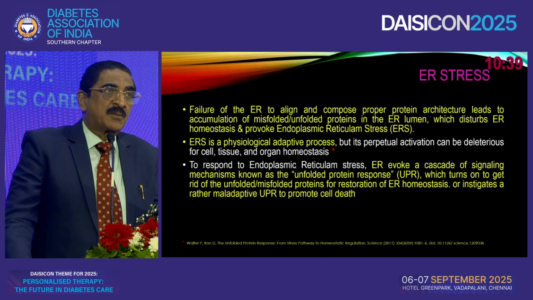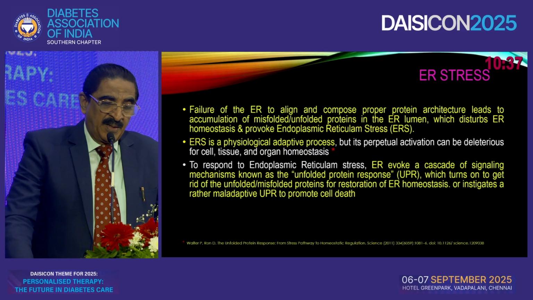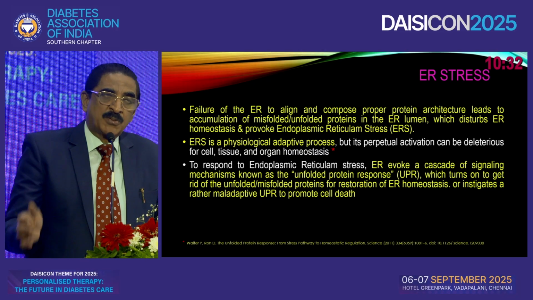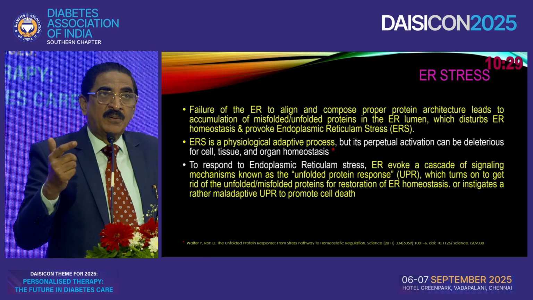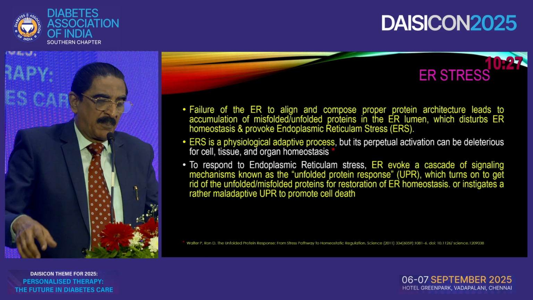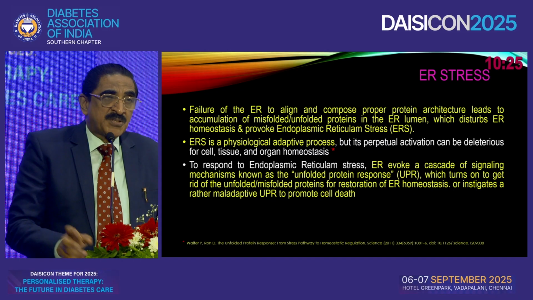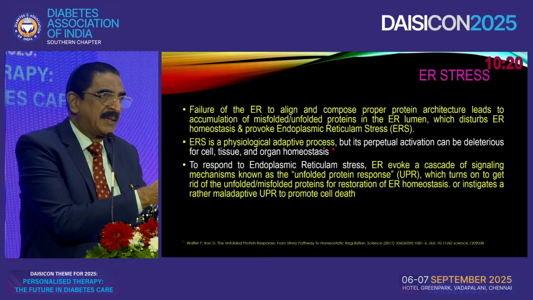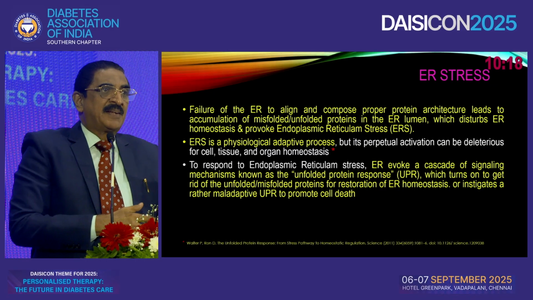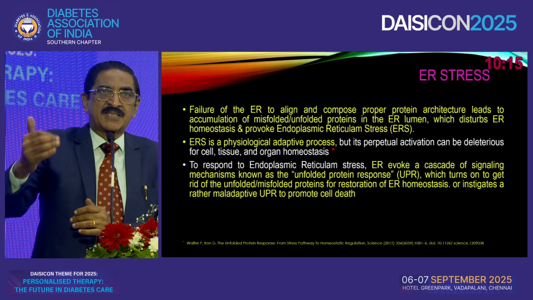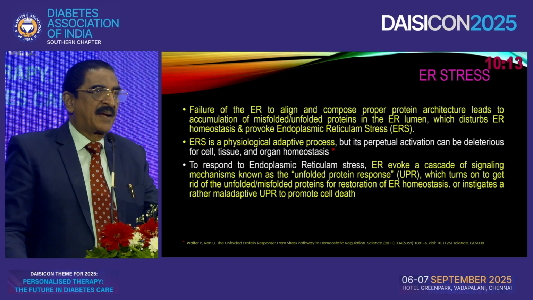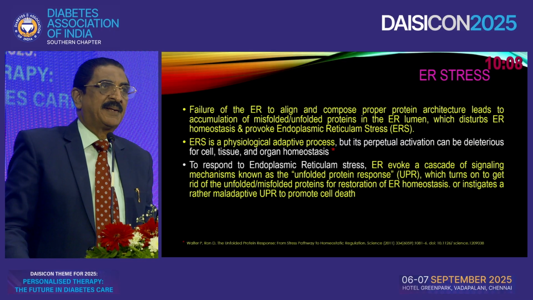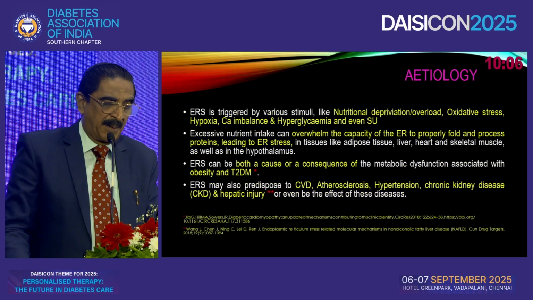To respond to this particular problem or stress, there is a cascade of signaling mechanisms known as the unfolded protein response or UPR, which turns on to get rid of this unfolded or misfolded protein for restoration of the homeostasis. And what happens? If it is going to occur happily in a good turn, it clears off and the endoplasmic reticulum and the cell thrives. If not like that, it also helps to completely lose or destroy this particular entity so that the rest of the cell at least escapes.